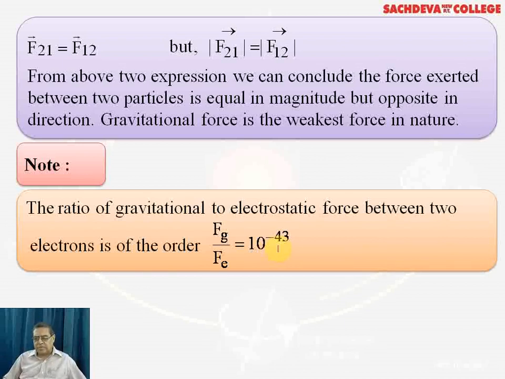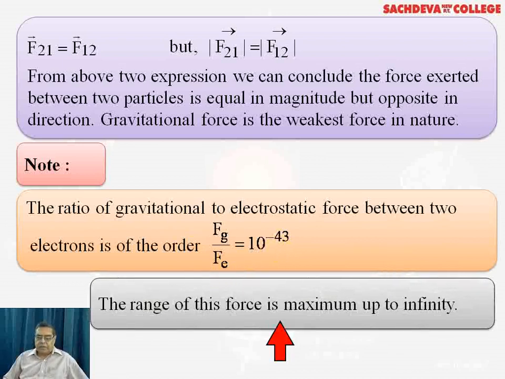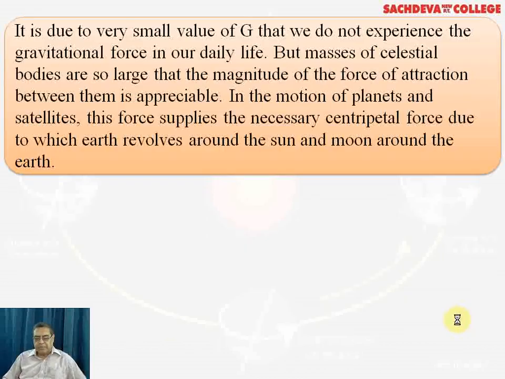So we take two masses, and the gravitational force is mass dependent, while the electrical force is charge dependent. If we estimate the ratio of these two forces, the ratio is found to be very small, 10 to the power minus 43. The range of this force is up to infinity.